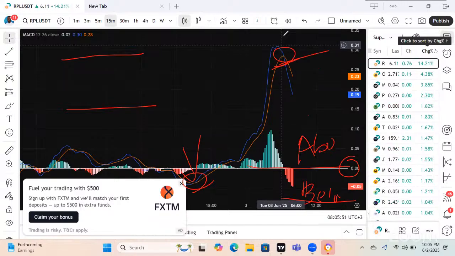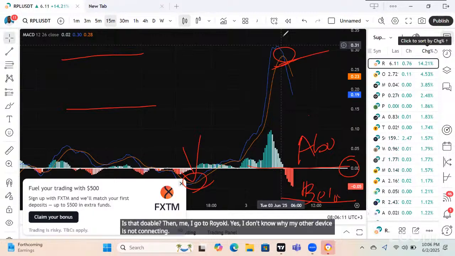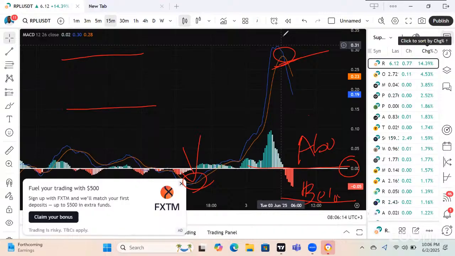Then I go to Royal Q. Is that doable? Then me, I go to Royal Q. I don't know why my other device is not connecting. As simple as that. I don't need to think.